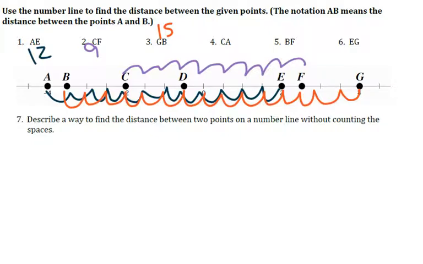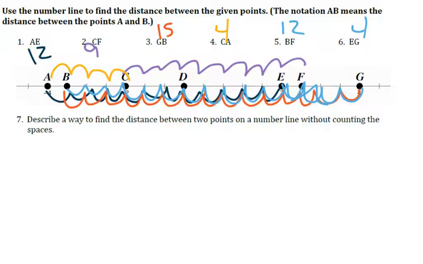CA, 1, 2, 3, 4. BF, 1, 2, 3, 4, 5, 6, 7, 8, 9, 10, 11, 12. And EG, 1, 2, 3, 4.